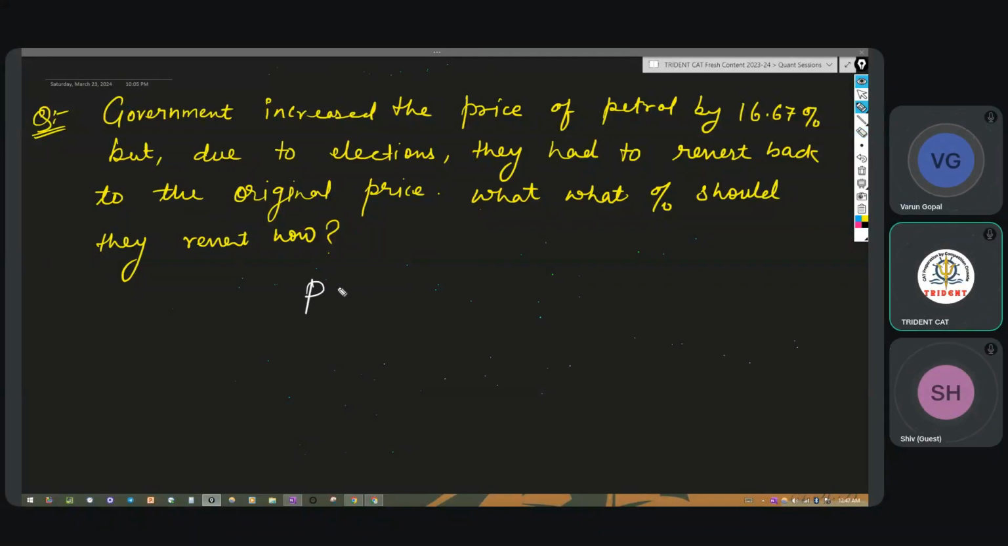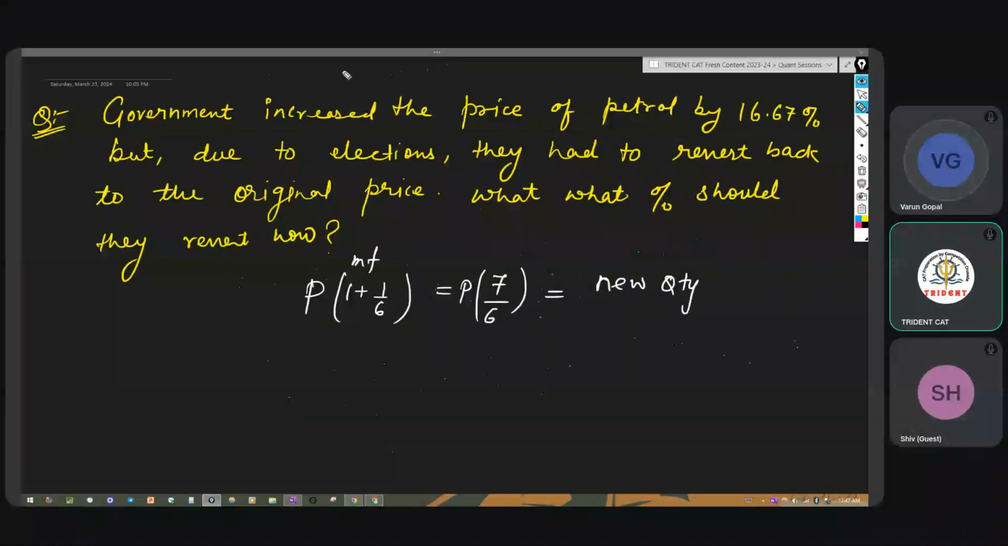Initially there could have been some price P. That price got increased. Can you quickly tell me how much is the multiplying factor for the increment of 16.67%? So 1 plus 1 by 6, which is 7 by 6. So P into 7 by 6, whatever this is, is the new quantity. Please remember what I was telling you initially: original into the multiplying factor is equal to the final or new quantity.